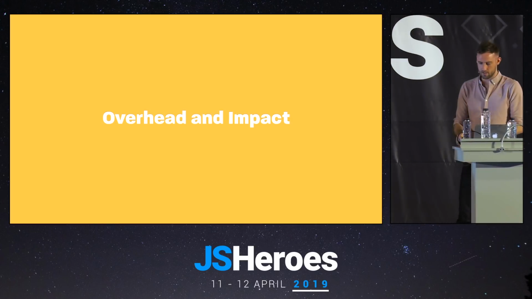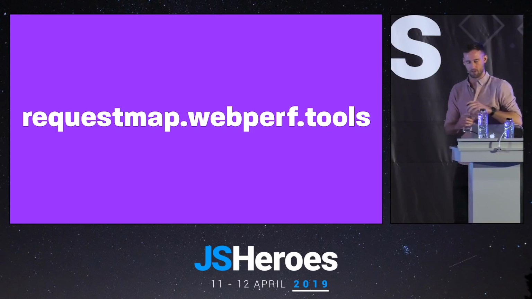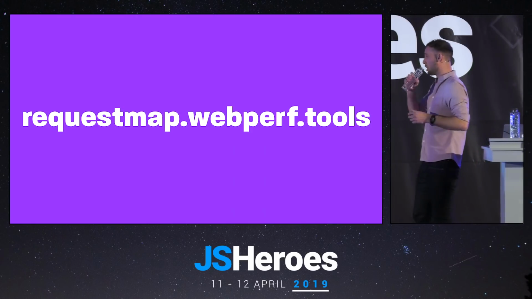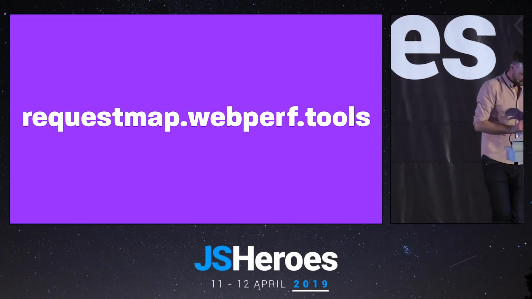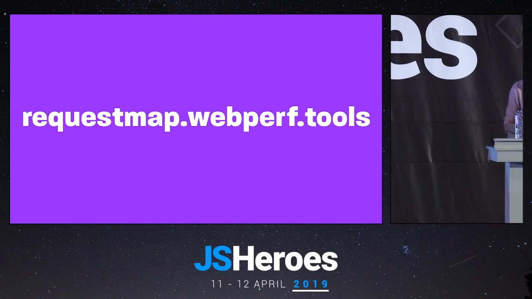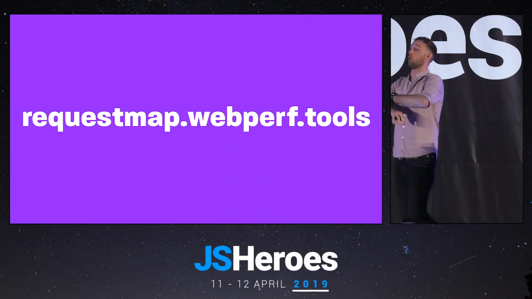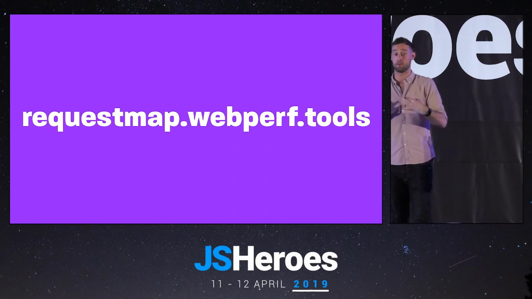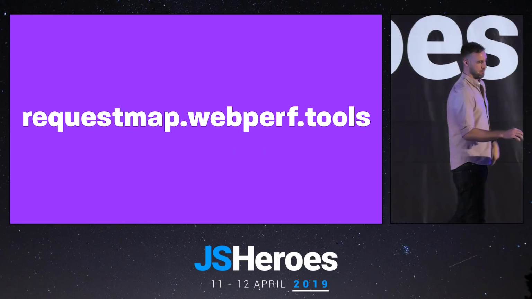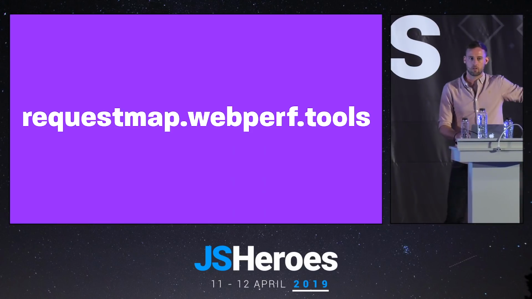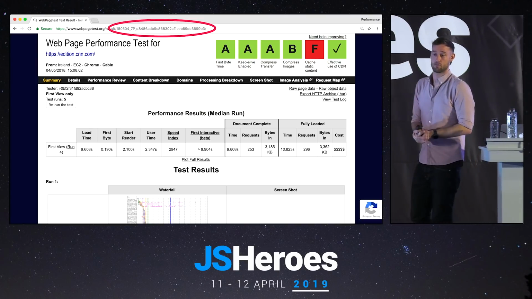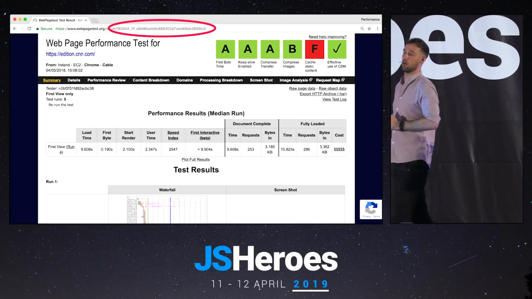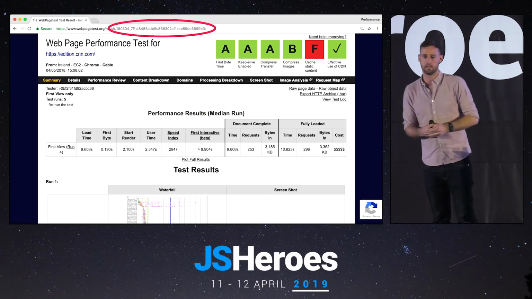If you've got your phones handy, I'd recommend taking a picture of this slide. This is one of my favorite tools. So we're going to come back to this, requestmap.webperf.tools. It's a really good way of getting an overview of all the different third-party assets coming from a particular page. Before I dive into this, though, my workflow is very specific to me. I go off and run a web page test.